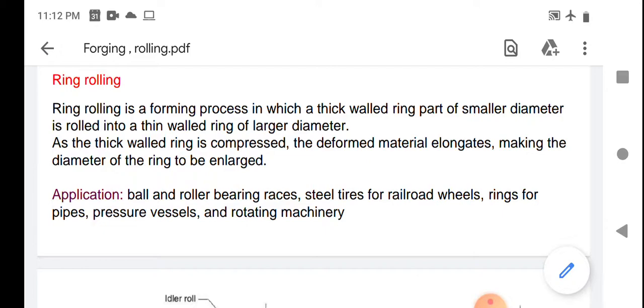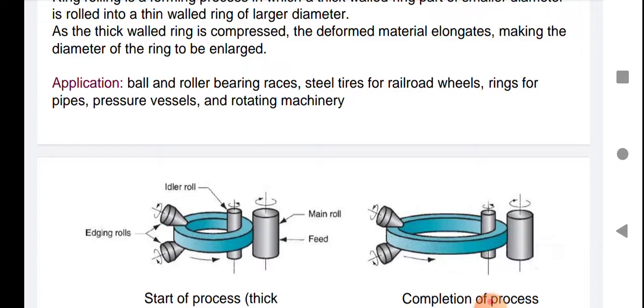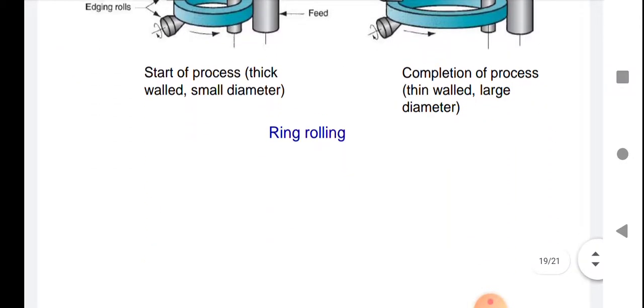As the thick walled ring is compressed, the deformed material elongates, making the diameter of the ring enlarge. Applications of this process include ball and roller bearing races, steel tires for railroad wheels, rings for pipes, pressure vessels and rotating machines.